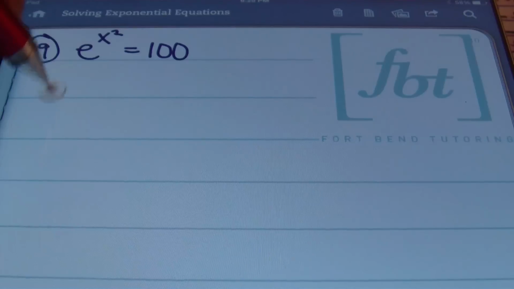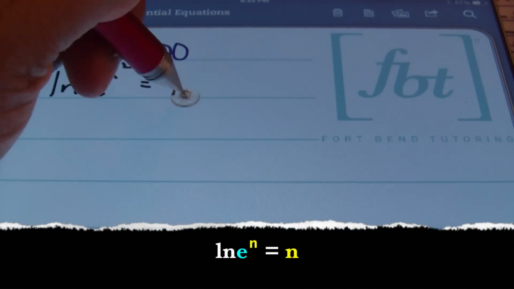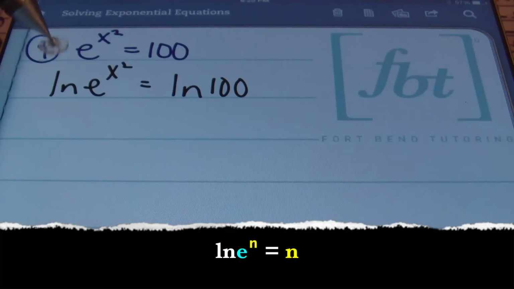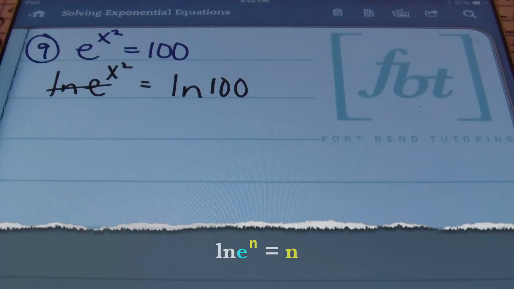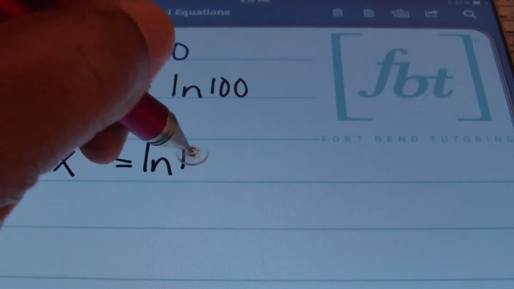I'll rewrite this as the natural log of e to the x squared equals the natural log of 100. By taking the natural log of both sides of the equal sign, this allows me to cancel out that e. So I'm able to rewrite the equation as x squared equals the natural log of 100.